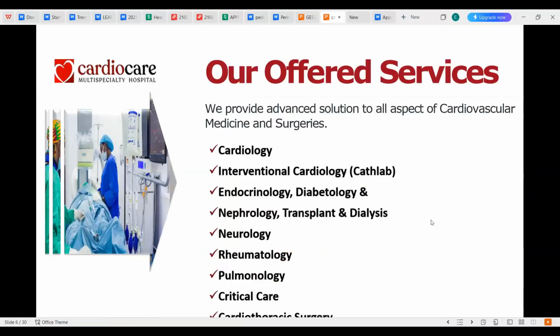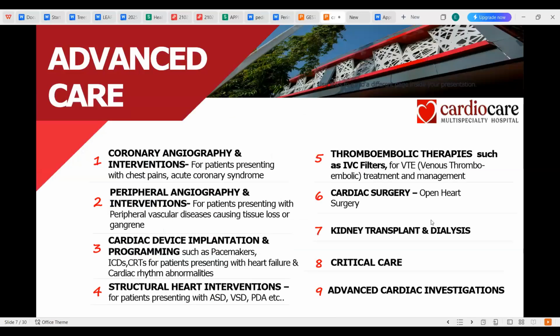The services that we offer include cardiology, interventional cardiology, endocrinology, diabetology, nephrology, transplant and dialysis, neurology, rheumatology, pulmonology, and critical care. You can reach out to us for everything that pertains to internal medicine. We do them here in Cardiocare. We also do coronary angiography and interventions for patients presenting with chest pains and for those that need interventions in the aspect of peripheral angiography. We are open to that. We also do kidney transplant and dialysis.